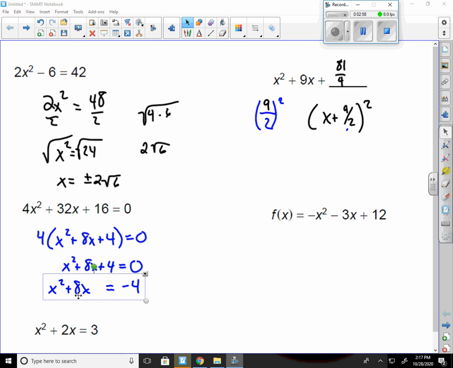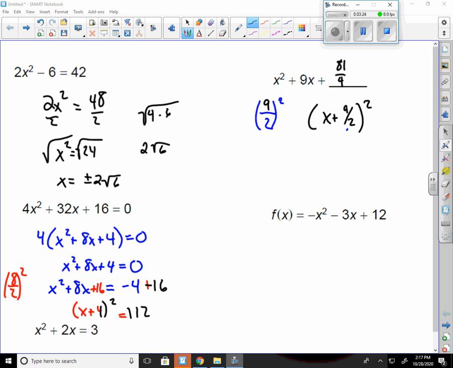Now once I'm to this point, I have to complete the square. So I do 8 divided by 2 squared. It gives me 16. And I add 16 over here. This is going to give me x plus 4, because 8 divided by 2 is 4, equals 12. Take the square root of both sides. That cancels that out. I'm left with x plus 4 equals square root of 12. And that's a plus and minus.